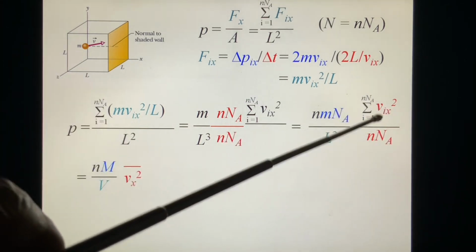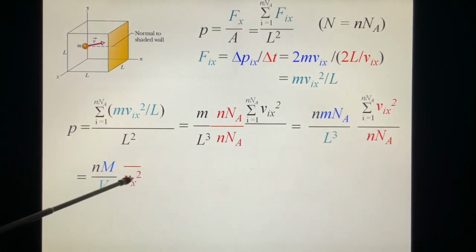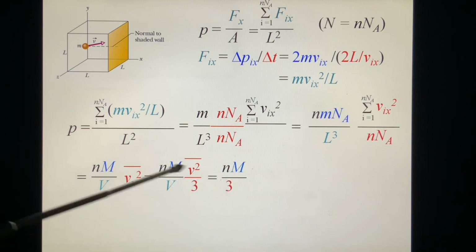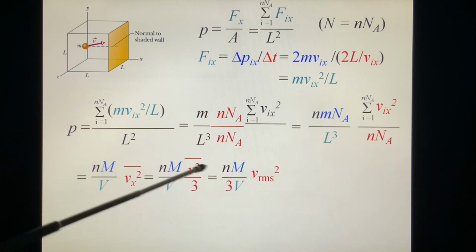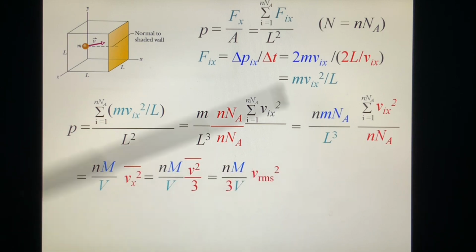Okay, this is Vx square. You have 1, 2, 3, 4, 5, and divided by the total number. So this is Vx square average. By definition, this one is called the V root mean square squared. And Vx square average is 1/3 V square average. I will prove it later, okay? Then we put this one in, you get V square average equal to V root mean square squared, okay?